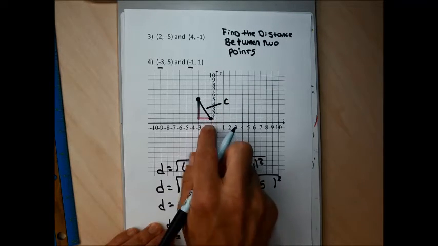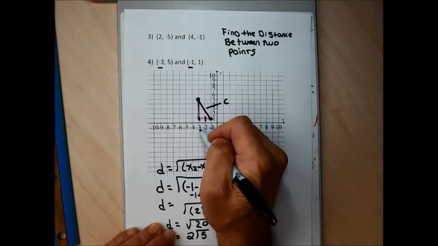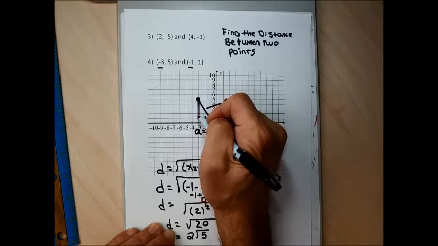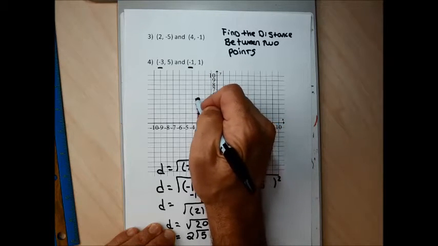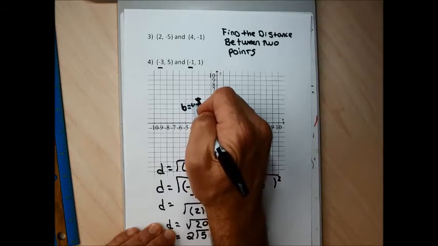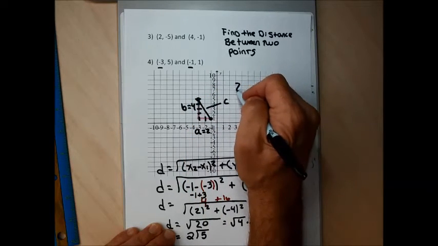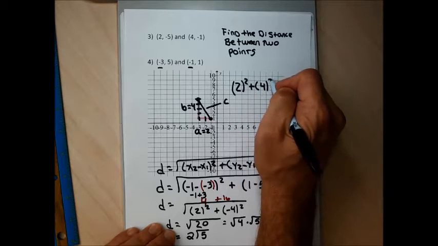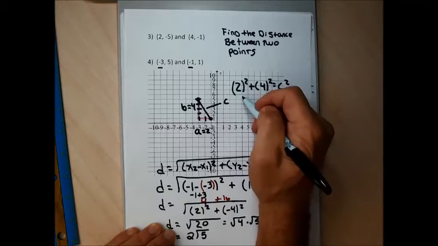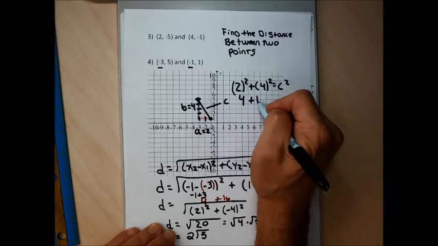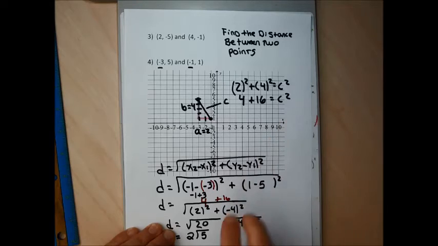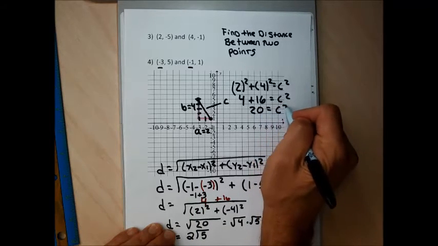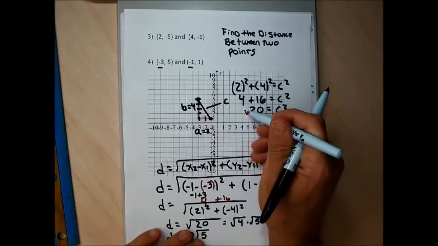The horizontal length I usually call A, and that's 2 units, so my A is going to be 2 units. The vertical length I usually call B, which is 1, 2, 3, 4 units. So my B is going to be 4 units, and I'm going to use the formula A squared, which is going to be 2 squared, plus B squared, which is going to be 4 squared, equals C squared. This is going to give me 4 plus 16 equals C squared. You're seeing exactly the same numbers. This is going to give me 20 equal to C squared, and then I square root.